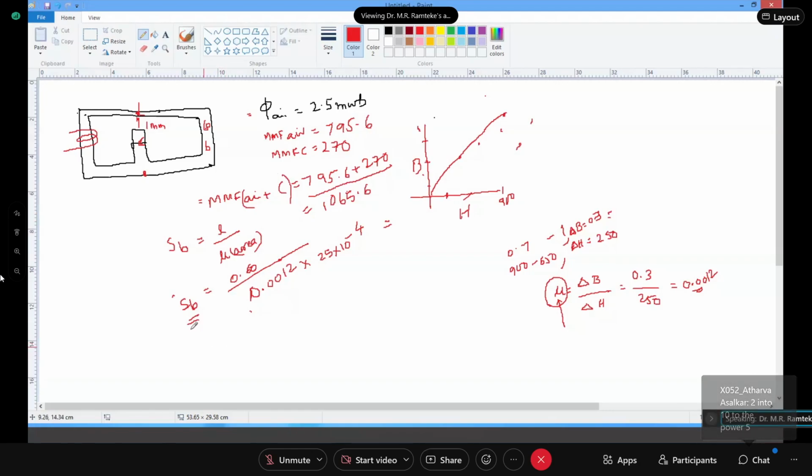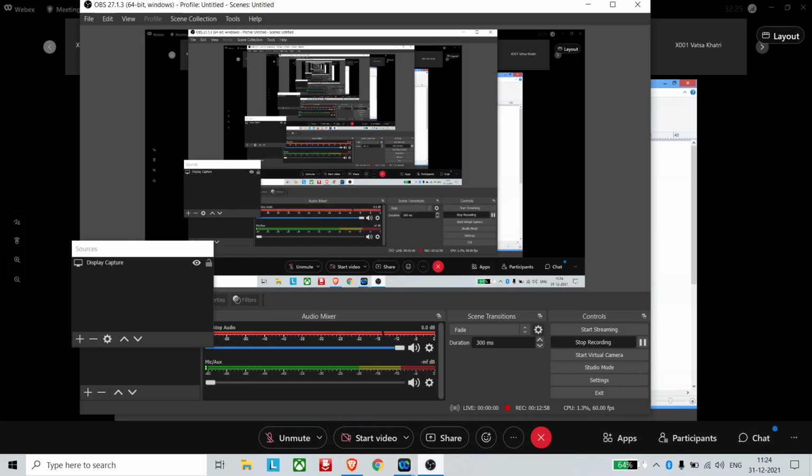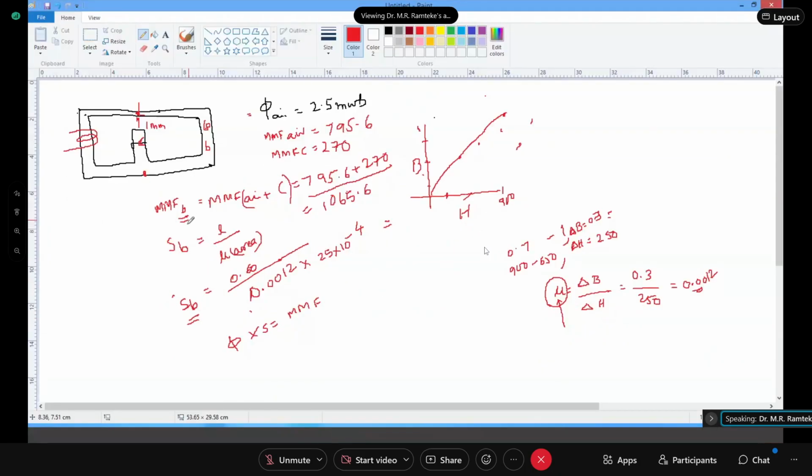Now, after getting the value of SB, clear? You know phi into S is MMF. You know the MMF across the B portion. So MMF across B, you know the SB. After getting calculations, you get the value of phi B.